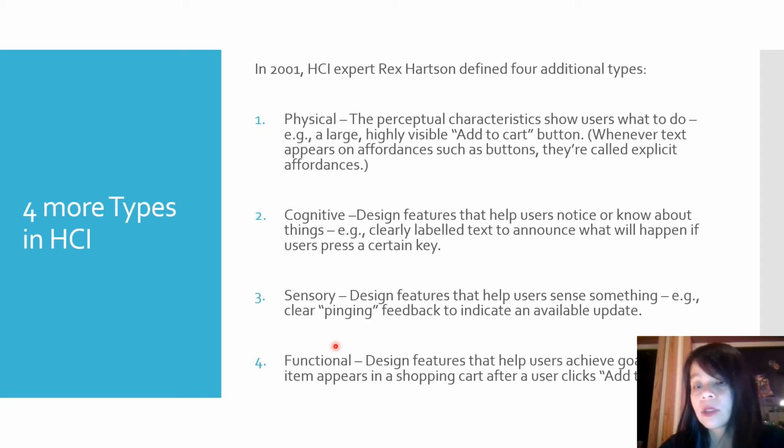Okay, so functional is the fourth one. Design features that help users achieve goals, such as when an item appears in a shopping cart after the user clicks add item to cart, right? So functional is when something actually happens.